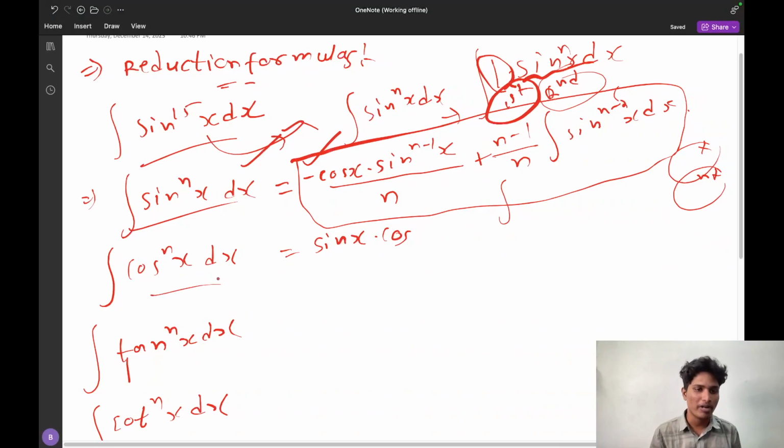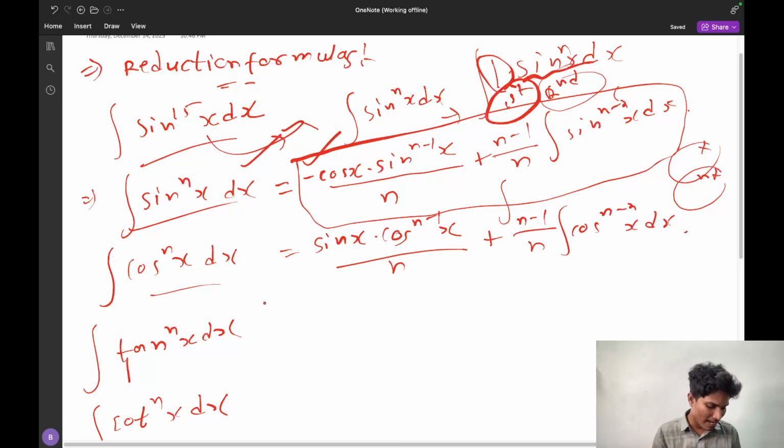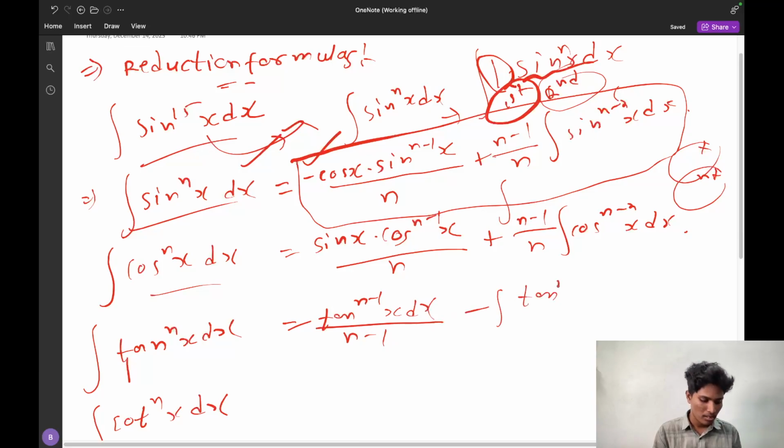That is, integral cos^n x dx is sin x into cos^(n-1) x divided by n, plus (n-1) divided by n, integral cos^(n-2) x dx. And what is integral tan^n x dx? It will be tan^(n-1) x divided by (n-1), minus integral tan^(n-2) x dx. This is the case.